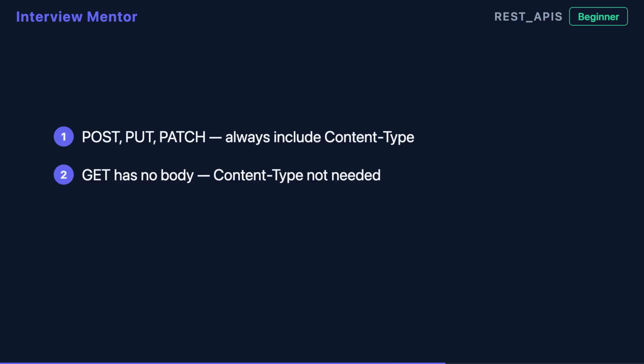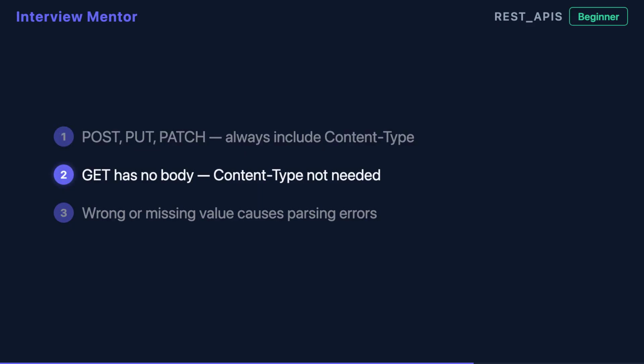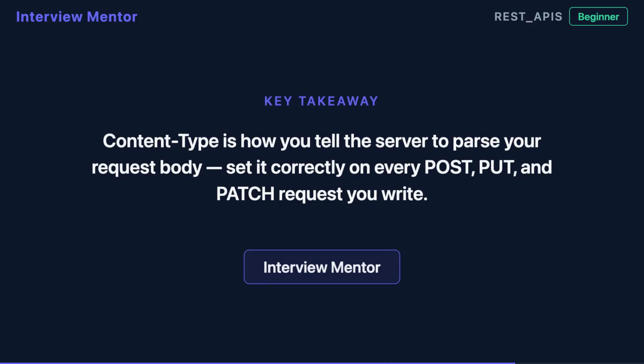One final note. Content type only applies when your request has a body. Use it for POST, PUT, and PATCH. For GET requests, there's no body, so skip it. Content type is how you tell the server how to parse your request body. One header, huge difference. Set it on every POST, PUT, and PATCH you write.